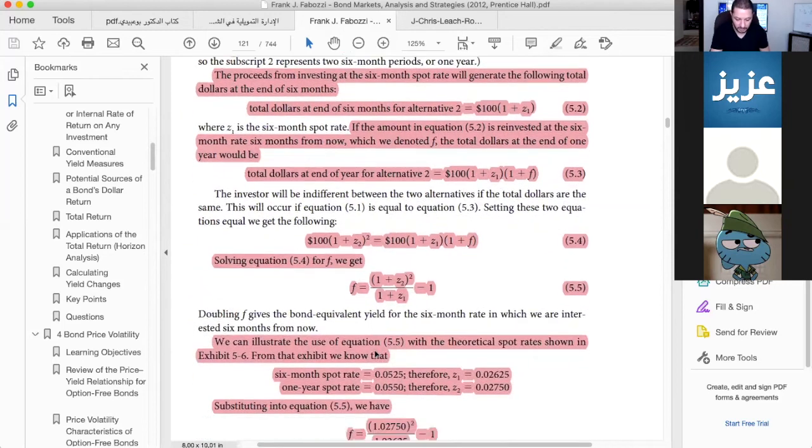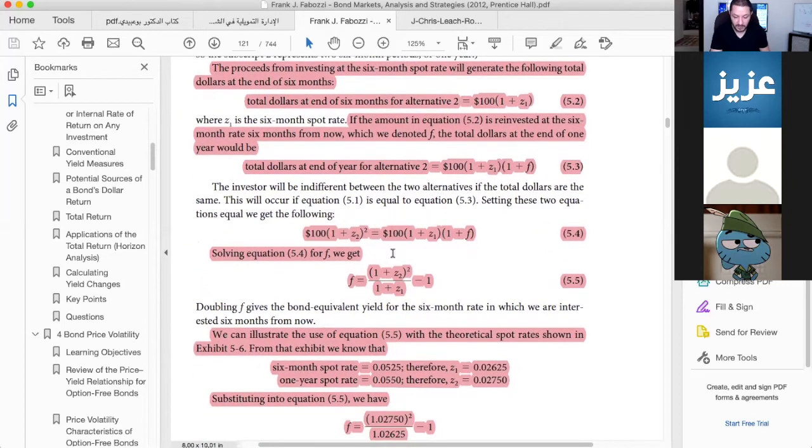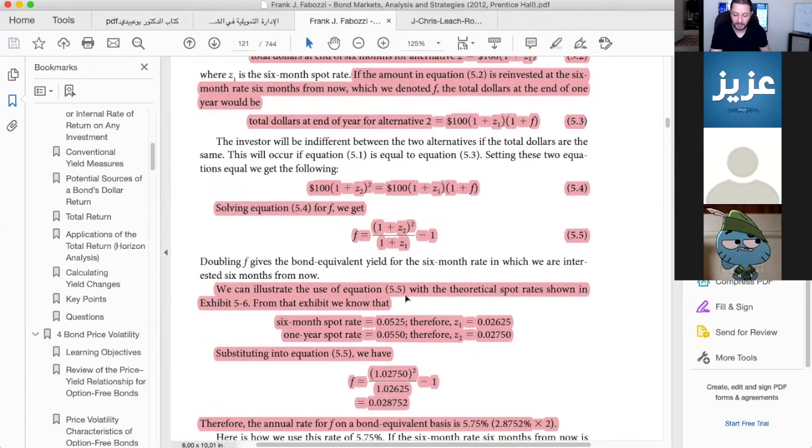So we can simplify by 100. So we'll have (1 + Z2) squared divided by (1 + Z1). We'll move 1 plus Z1 to the other side of the equation, then minus 1, and we can simply have the F. It's very simple. So the F is equal to (1 + Z2) to the power 2 divided by (1 + Z1), minus 1.